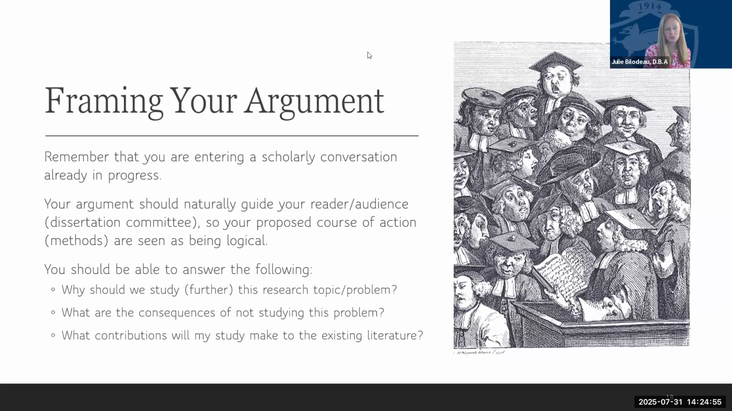All right, so you should be able to answer the following questions for the reader. Like the reader should come away going, okay, I understand why this should be studied. Okay, I understand the problem. What are the consequences if we don't? And those might be explicit or implicit. It depends, again, on the actual problem and how it's being set up. And then what contributions will this study make, your research, to the existing literature, the existing research that's out there, because we want to make sure that this has academic value as well.